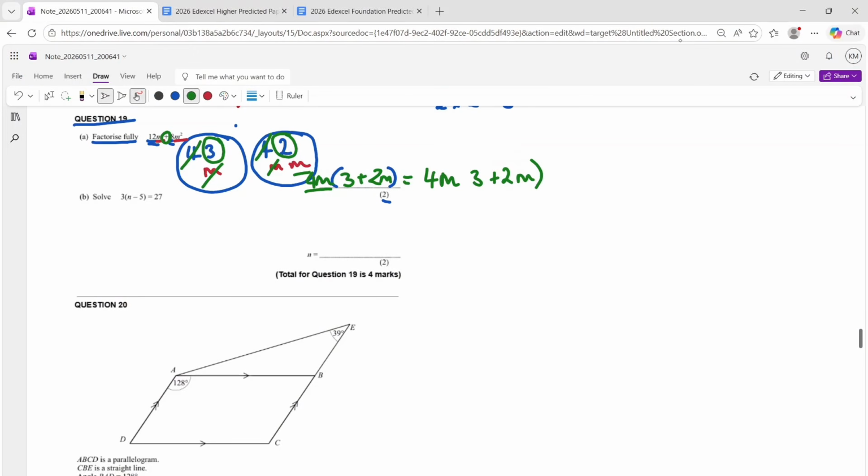As I said earlier, if you have taken out just the 4 or just the m, or maybe you've used 2 instead of 4, you can get one of the marks, but you won't get both of them.